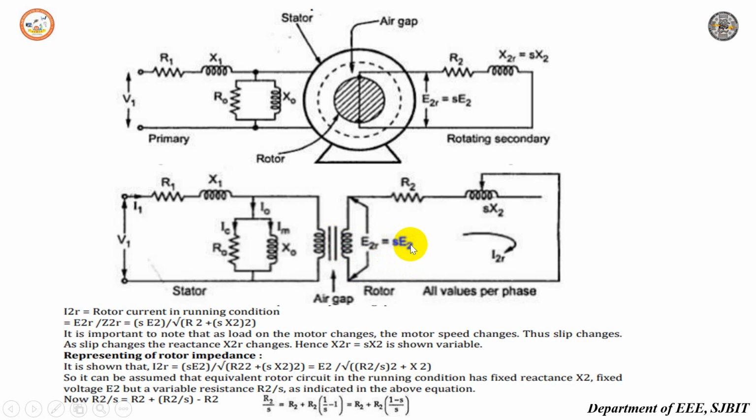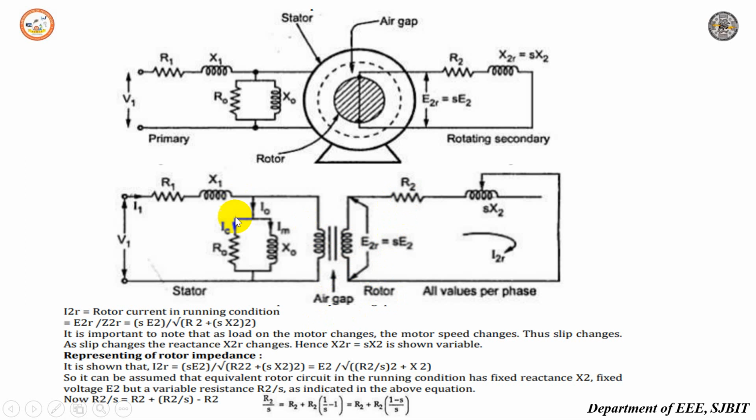In running condition the slip has to be introduced in the rotor, so it becomes S into E2. Now E2R is the rotor induced EMF in the running condition, R2 is the rotor resistance per phase and X2R is the rotor reactance per phase in running condition. R1 is the stator resistance and X1 is the stator reactance. So induction motor can be represented just like a transformer as shown here. When induction motor is on no load, it draws a current from the supply to produce a flux in the air gap and to supply iron losses.